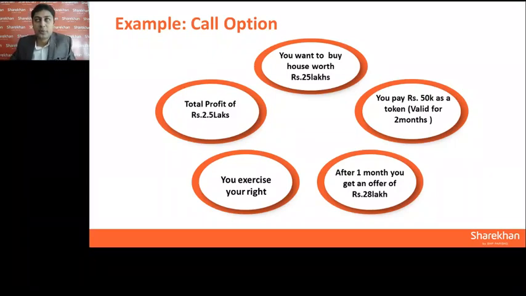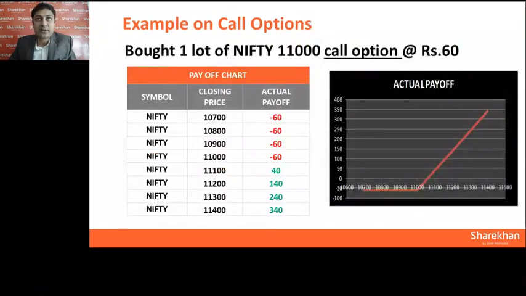Example of a call option. If you buy one lot of Nifty 11,000 call option at 60 rupees, and Nifty closes anywhere below the 11,000 level, let's say 10,700, 800, 900, even 11,000, then the entire 60 rupees of premium paid will go off. It will become zero by the end of the month, and that will be the net maximum loss that you will take if you are buying a call option.